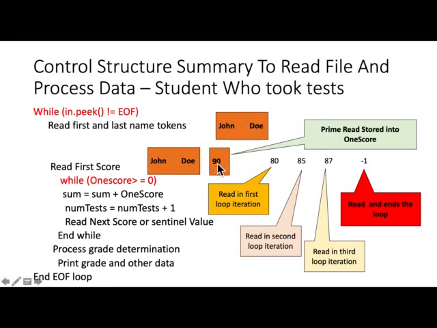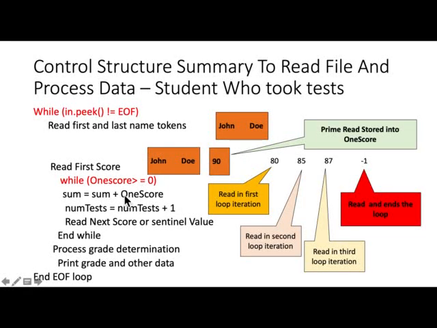So prime read is read into a variable called one score, and then we do this loop test: that one score is greater than or equal to 0. While it is greater than or equal to 0, if this condition is true, then go inside the loop. Once again, why do we say equal to 0? Because the student could get a 0 in a test. All right. So in this case, 90 greater than or equal to 0 is true.